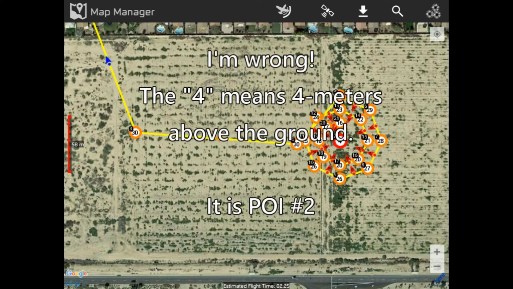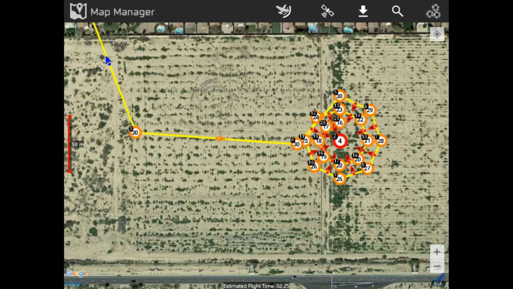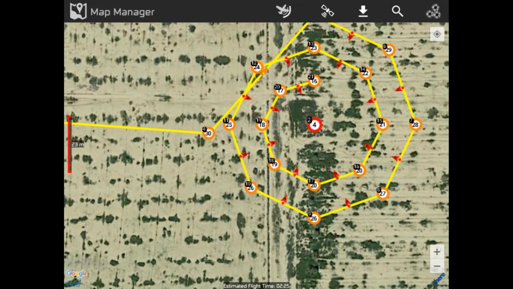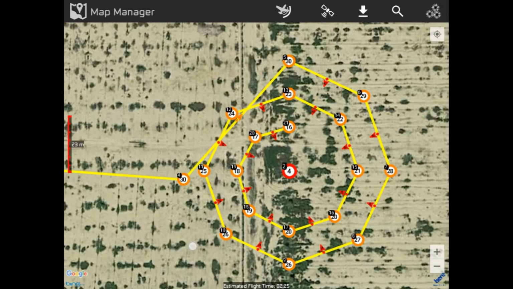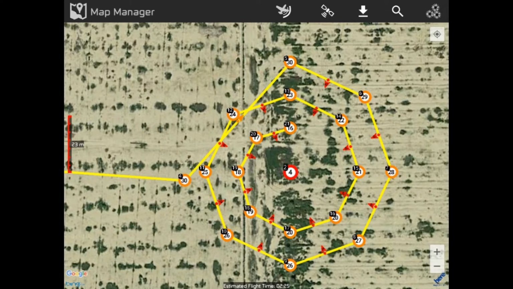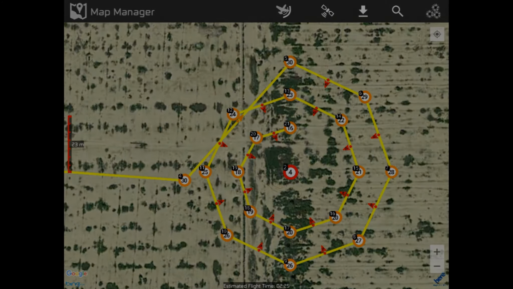See, there's four, and then we gotta find five, and then six, seven, eight, around and around, and it's gonna spiral in until it gets to point number 16, which is about the middle there, okay? And then it would stop there if we didn't do something to get it to come back home.